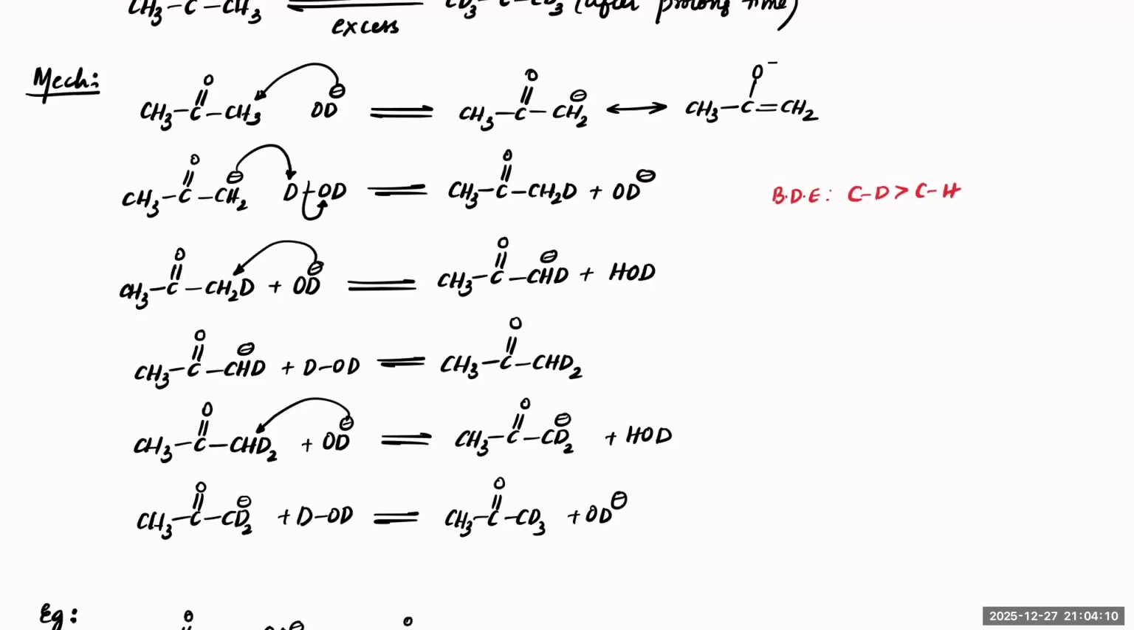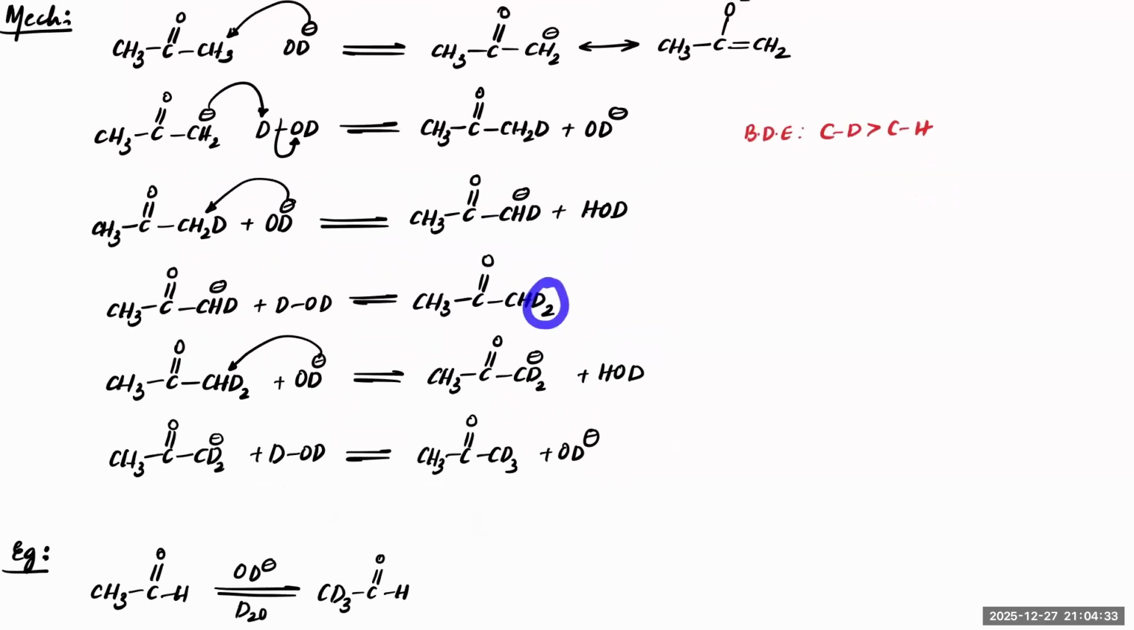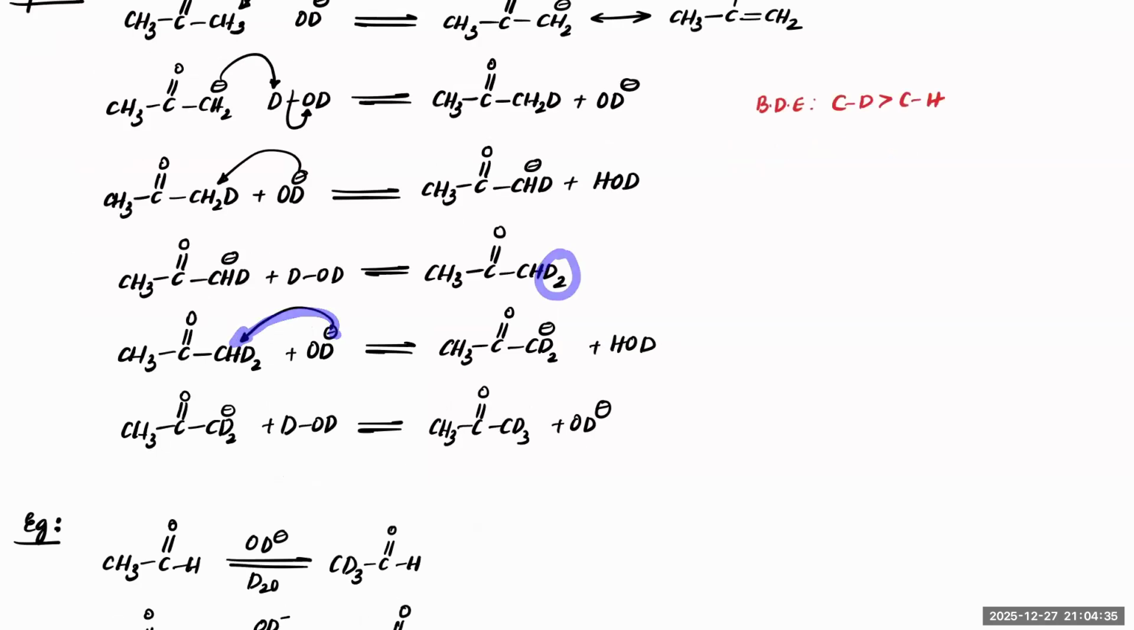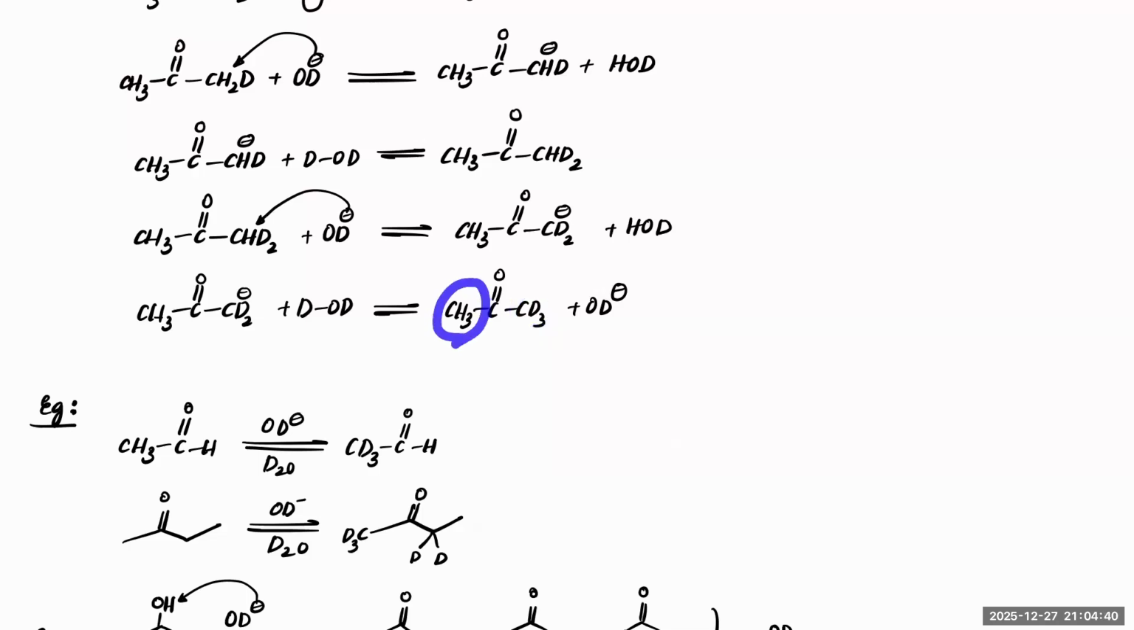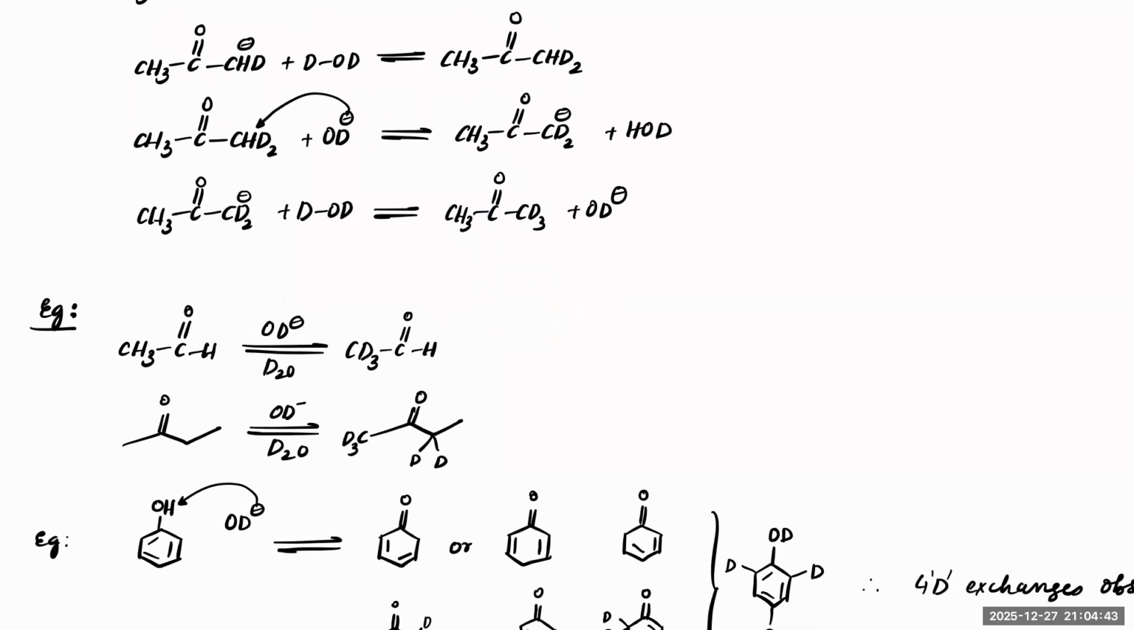Why is this happening? Because the carbon deuterium bond is relatively stronger than the carbon hydrogen bond. That's the only reason. So this will keep on happening multiple number of times. OD minus will take H plus from here, gets minus charge here. Again, it will get two deuteriums. One more time, it can remove this H plus, it will get three deuteriums. And the same logic applies to the left hand side also. So it will keep on happening as long as all the hydrogens are not replaced by deuterium.